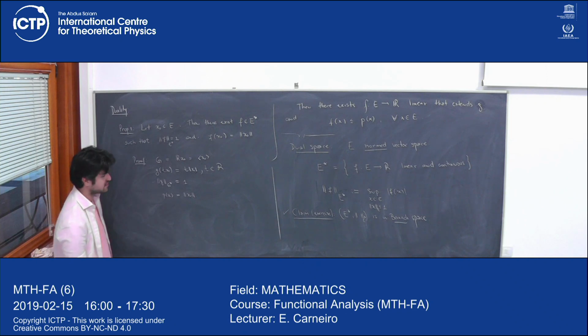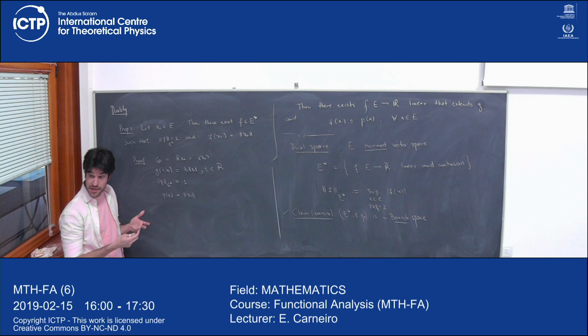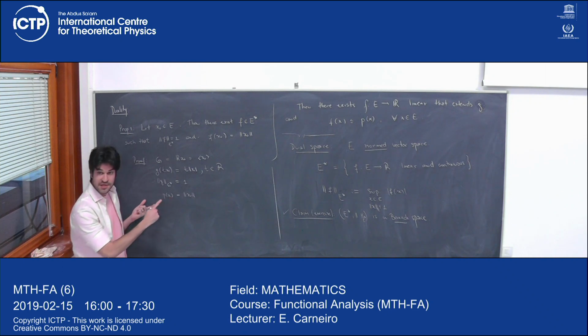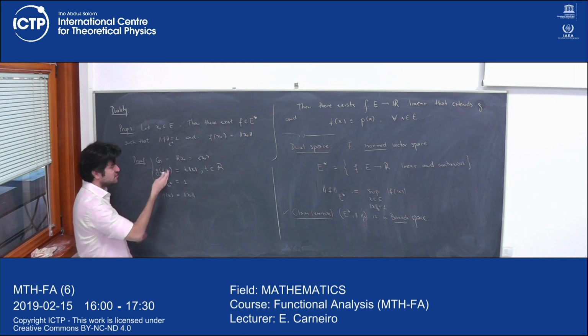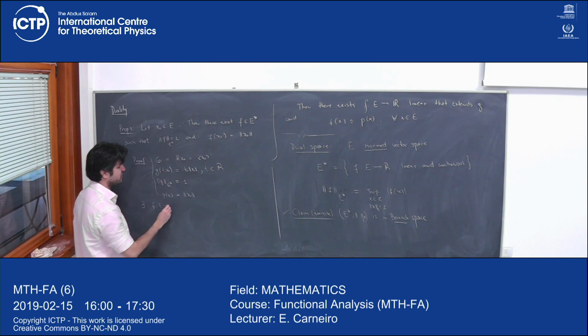Okay? p of x is just the norm of x. So this is a function that satisfies the properties of my p function from the Hahn-Banach theorem. I can multiply by a scalar, it's sublinear, and it wins against this g in this subspace. So the thing is, I can extend this g. So there exists an f from E to R extending g.